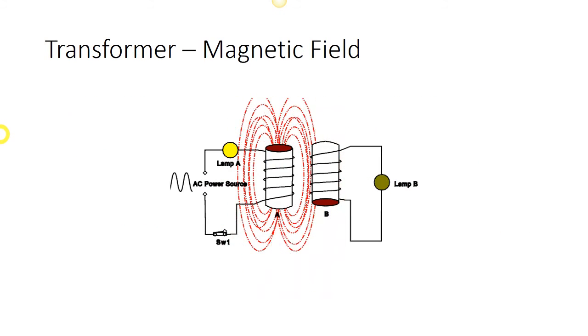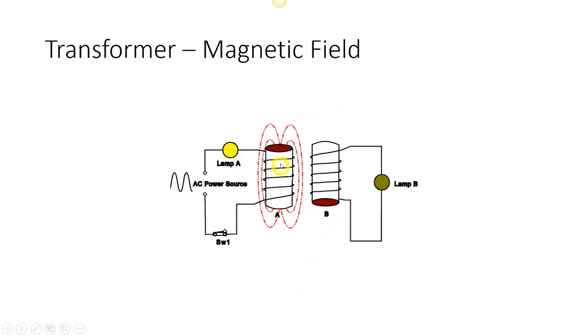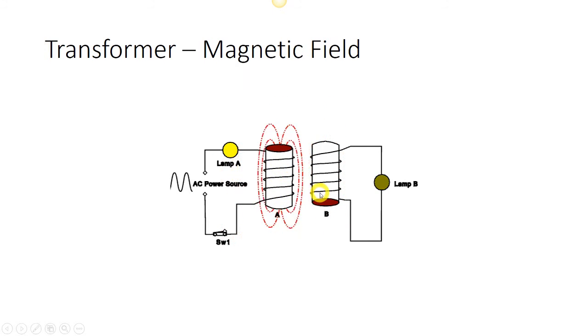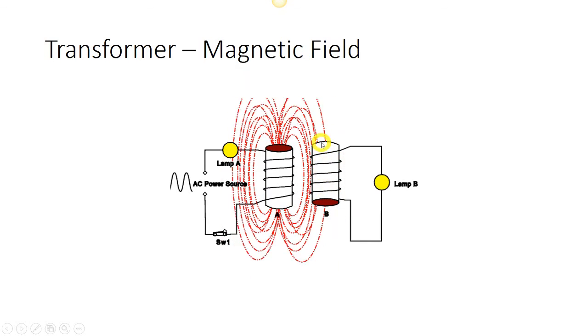So here's a good representation of the expanding and collapsing magnetic field. This would be the first coil, which we're going to call the primary coil. We'll get into terms in just a minute. But as you can see, that expanding magnetic field is actually cutting across this second coil, which is what we call the secondary coil. And the pulses here are very slow.